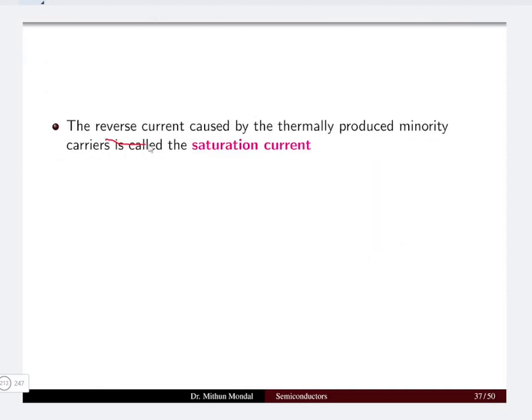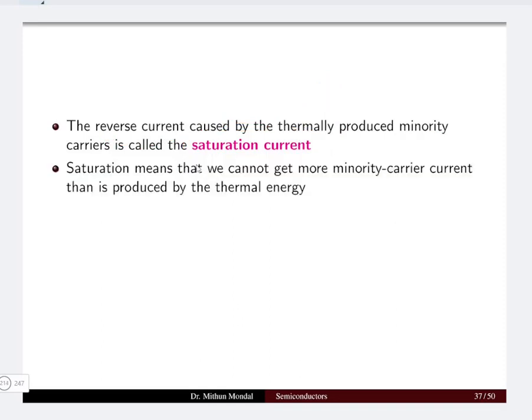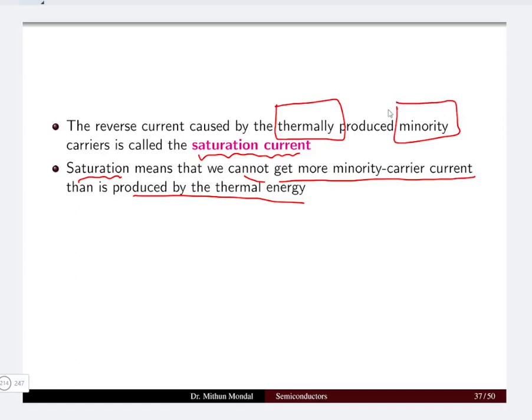However, the reverse current caused by thermally produced minority carriers is called the saturation current. So under the reverse bias condition, you will have some minority carriers. These minority carriers are produced due to thermally produced free charges, which is known as the saturation current. The word saturation means that we cannot get more minority carrier current than that produced by the thermal energy. So when you give thermal energy, the minority carriers are there, and that is known as the saturation current. Since it is produced by the minority carriers, it cannot be more, and hence the term saturation has been used.